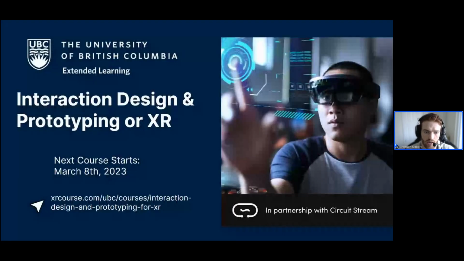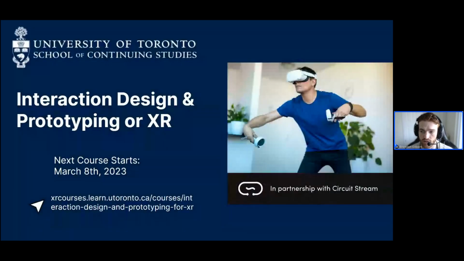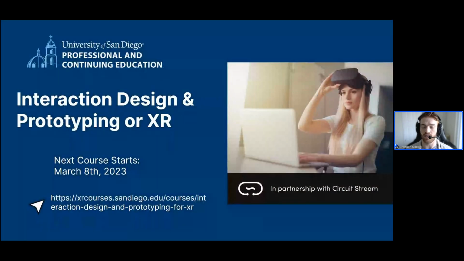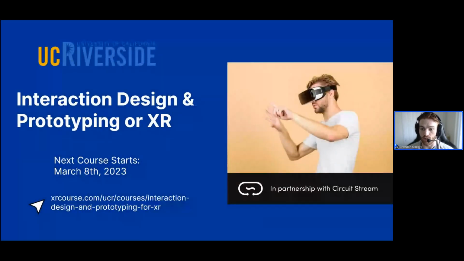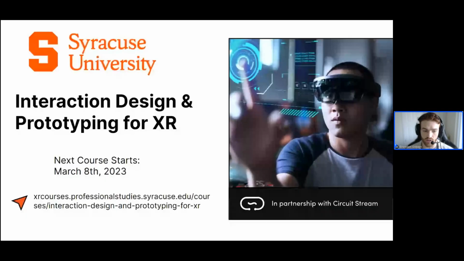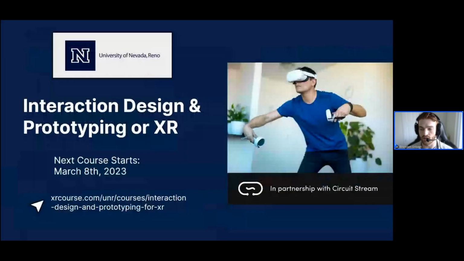Each of our partners' cohorts launch on the same dates, so all of them are in alignment in terms of when they launch. So whether you're looking at the University of British Columbia, the University of Toronto School of Continuing Studies, the University of San Diego Professional and Continuing Education, the University of California, Riverside, Syracuse University, University of Nevada, Reno, or some of our newer members, the University of New Hampshire, as well as Joliet Junior College.